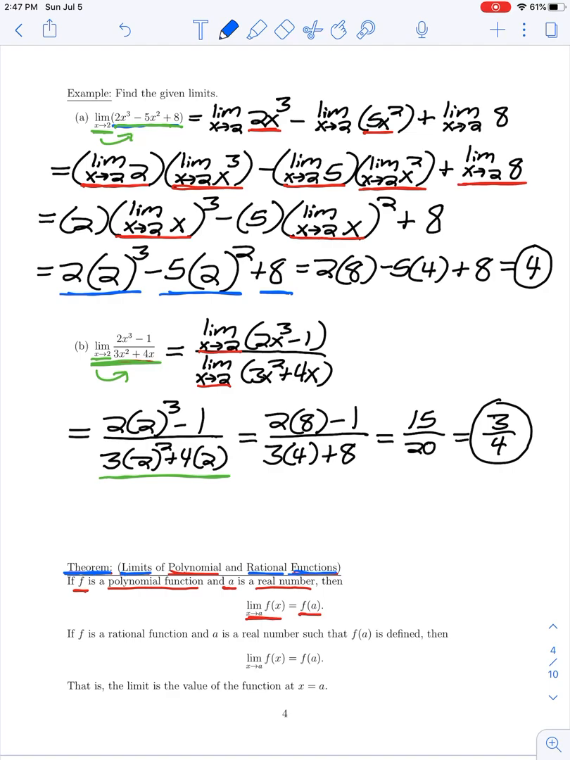So here's what it says. If f is a rational function, that is the quotient of two polynomials, and a is some real number, such that f of a is defined, that is, our denominator is non-zero, then the limit of that rational function is just the value of the function at x equals a. So here we see that for polynomials or rational functions, which are quotients of polynomials, the limit is just the value of the function at x equals a, whatever number we're approaching. Okay.